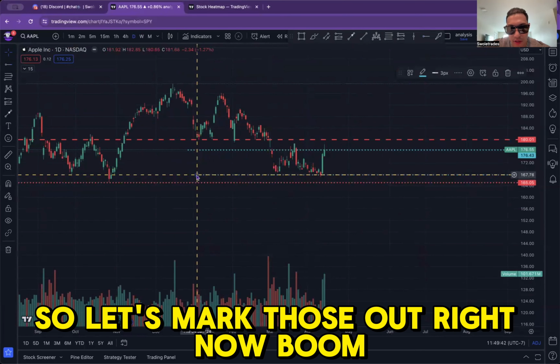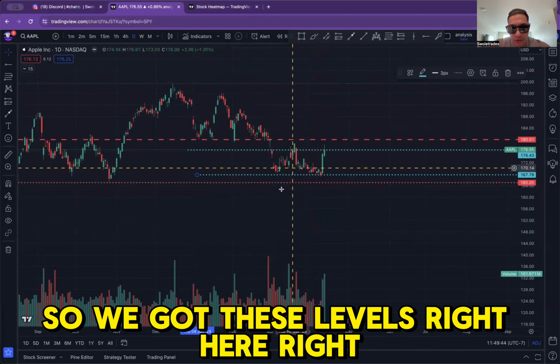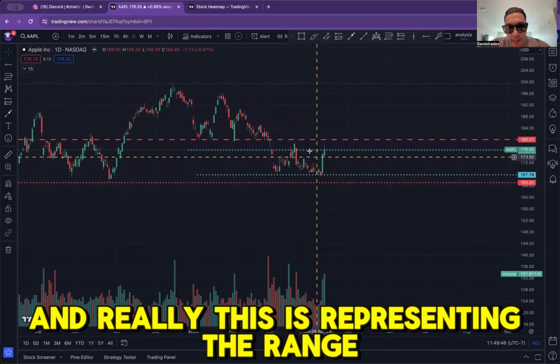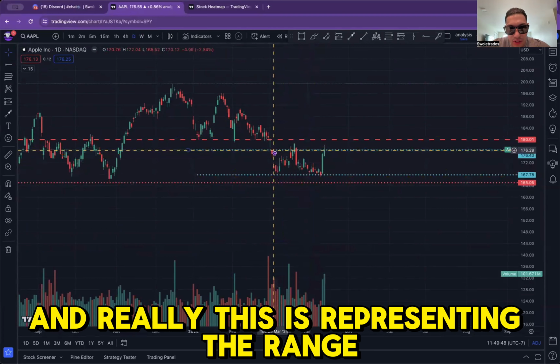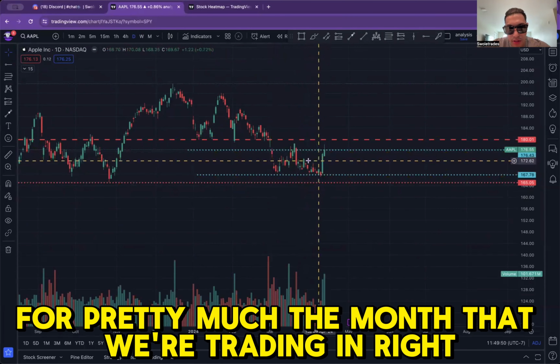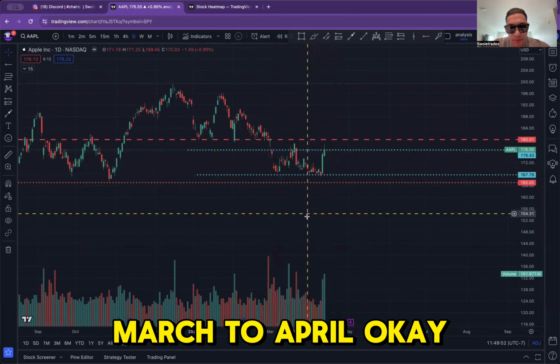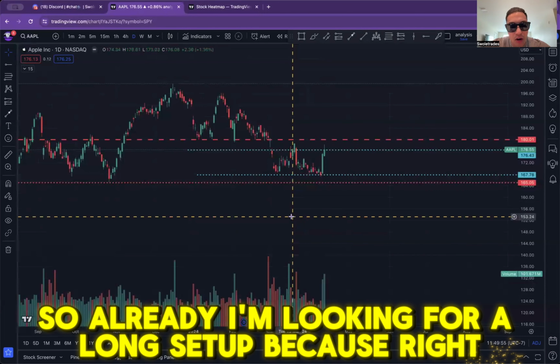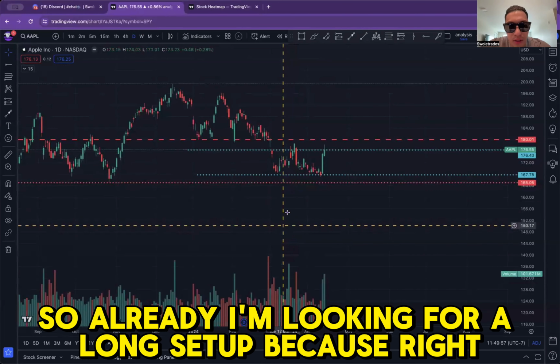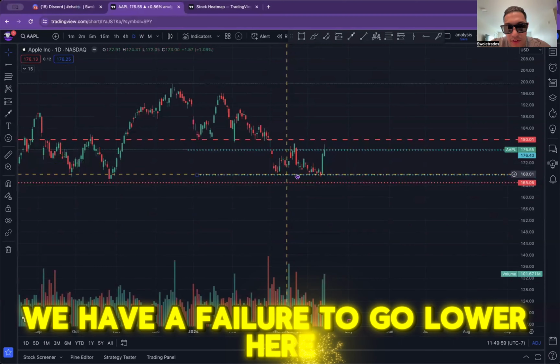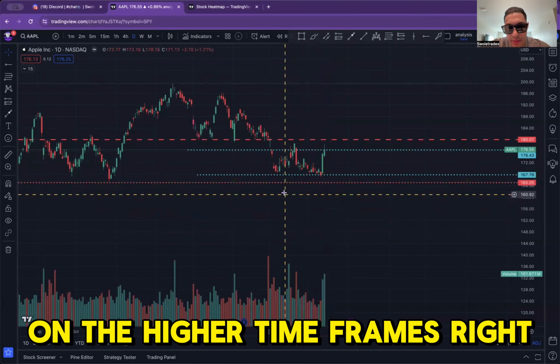So let's mark those out right now. Boom. We got these levels right here, and really this is representing the range for pretty much the months that we're trading in, March to April. So already I'm looking for a long setup because we have a failure to go lower here on the higher time frames.